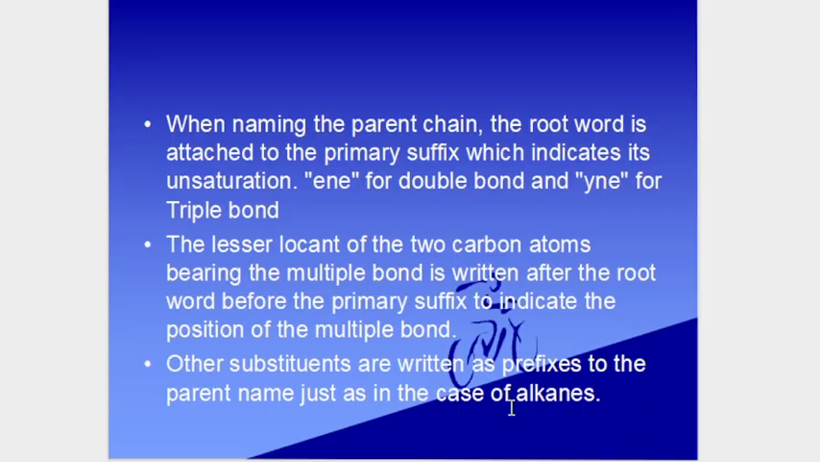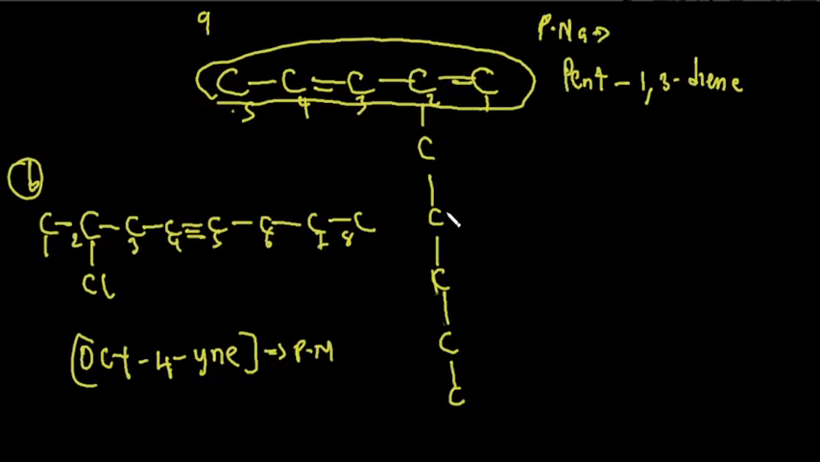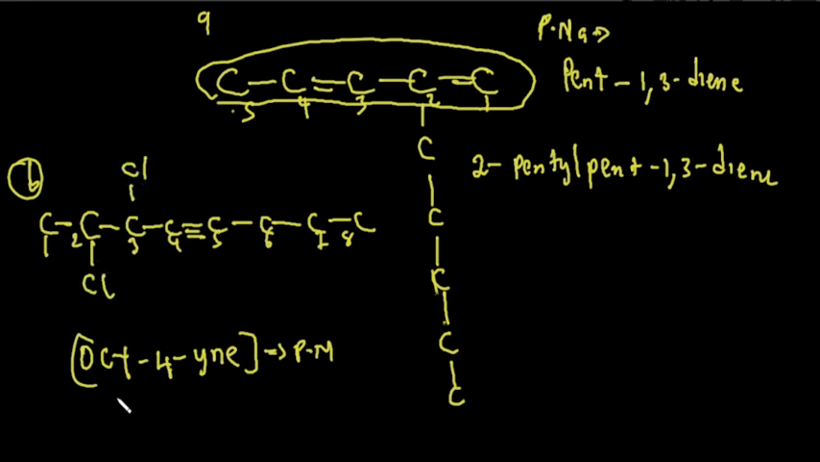The final rule says other substituents are written as prefixes to the parent name, just as in the case of alkane. So we have that the substituent here is 1, 2, 3, 4, 5, and that's pent. When a pentane group occurs as a substituent, it is referred to as pentyl. So this pentyl is located on number 2. So the name of this compound is going to be 2-pentyl pent-1,3-diene. On the other hand, this is the substituent, which is on number 2, a chlorine. We could decide to put one more chlorine, to make it more fun. So this is going to be 2,3, how many chlorine? Dichloro. And then we now attach our parent chain, oct-4-yne.